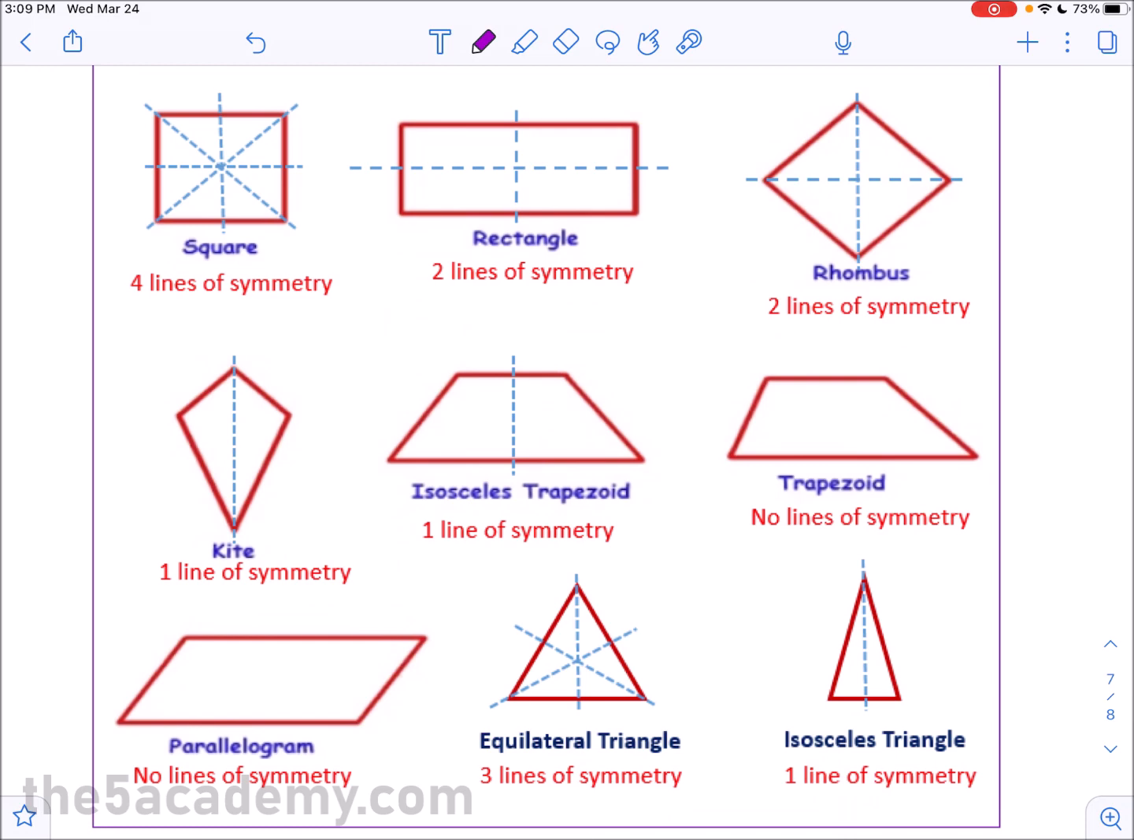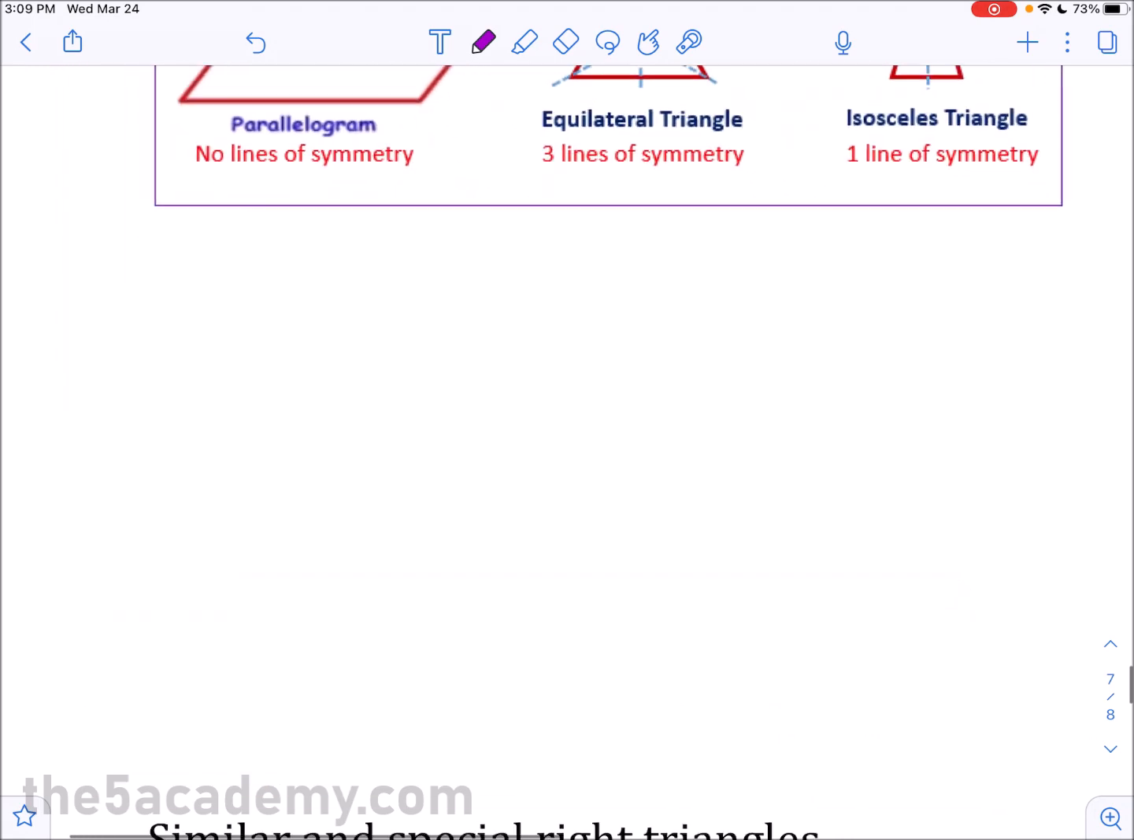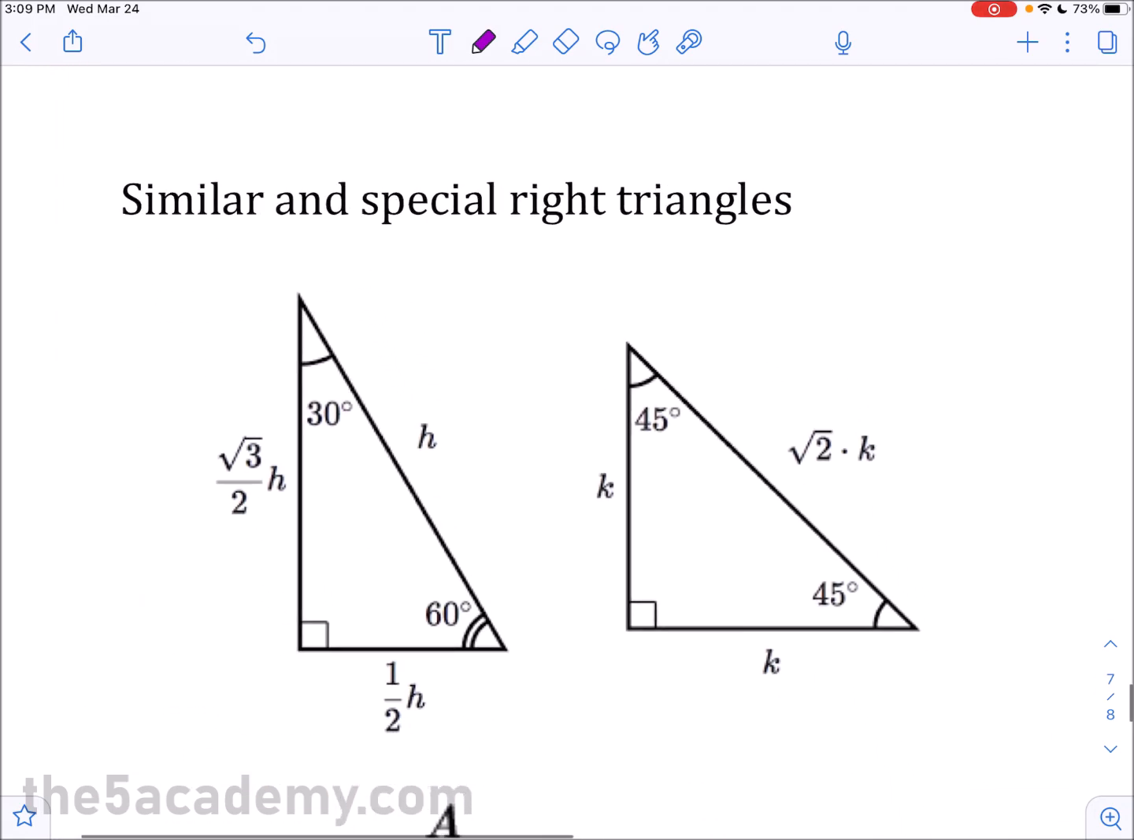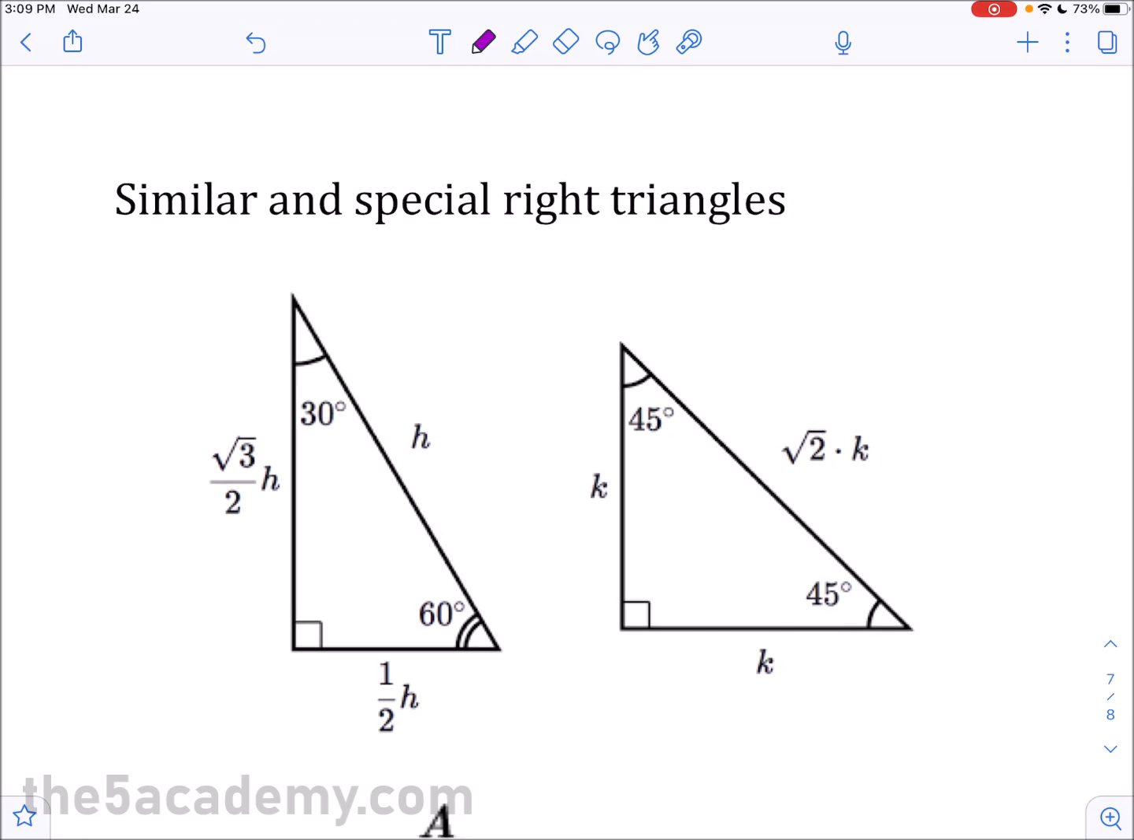Really, you just have to memorize a few shapes, how many lines of symmetry there are. But it's pretty intuitive. You're just treating lines of symmetry as a mirror line in a way.